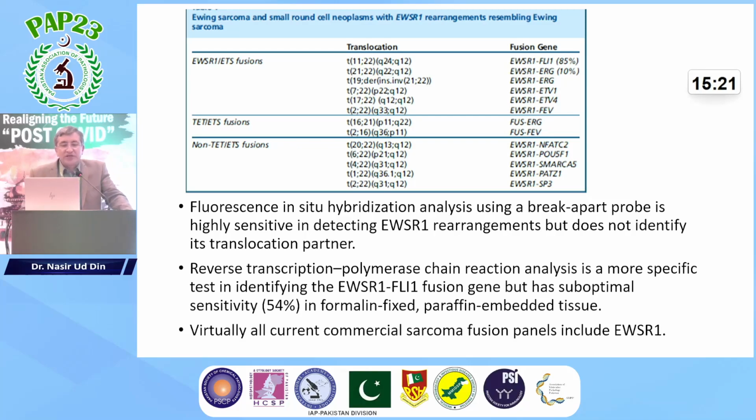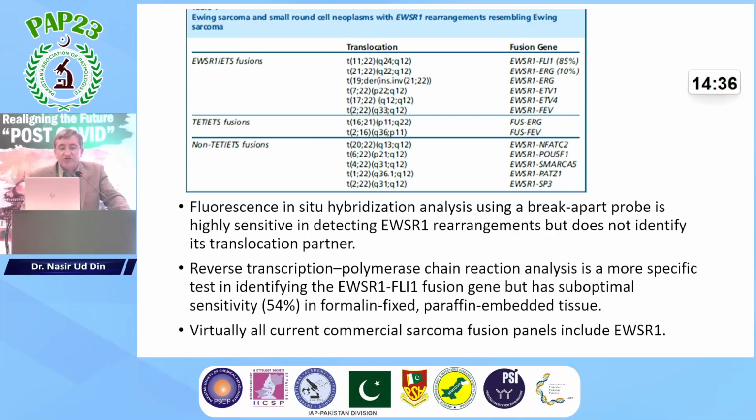Cytogenetically, Ewing sarcoma is characterized by translocation 11;22 in 85% of cases, and the resultant fusion gene is EWSR1 with FLI1. In 10% of cases, ERG fuses with EWSR1, and in other cases, there are different partner genes. In some cases, FUS replaces the EWSR1. I shall touch on this group in the subsequent slides. FISH analysis using a break-apart probe is highly sensitive in detecting EWSR1 rearrangements, but it does not identify the translocation partner.